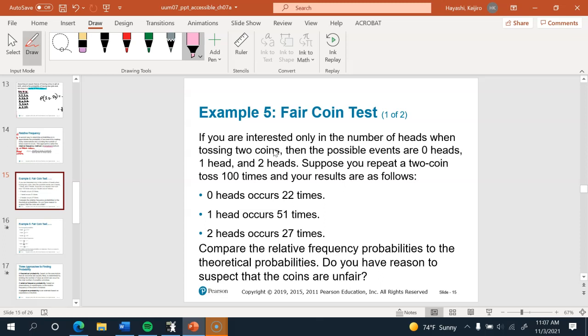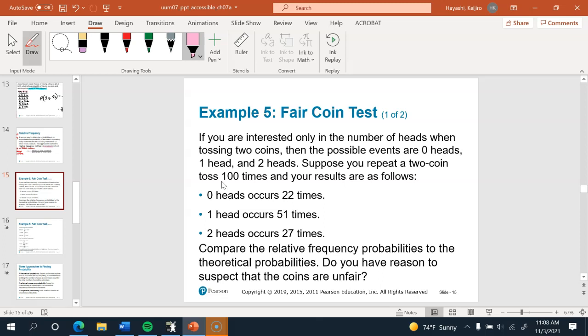So, every time you toss 2 coins, there are a number of things that can happen. If you're interested only in the number of heads, you're only thinking about the number of heads. When you toss 2 coins, it's possible that there are 0 heads, right? Maybe both of them come up tails and there are 0 heads. They can also come up as 1 head and 1 tail, of course, but come up as 1 head. And last, they can both come up heads, and you'll have 2 heads.